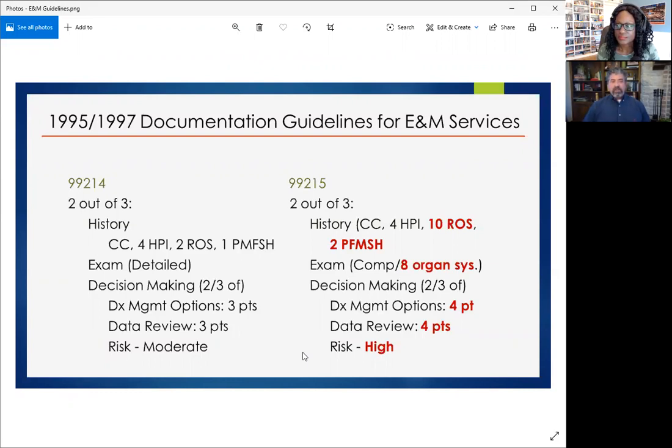And then with decision making, you have to have at least 2 out of 3 of diagnosis management options, data review, and risk. We're not going to go into great detail about these, but for example, with this kid, he has 3 stable chronic problems, which will be 3 points for diagnosis management options. On risk, he has at least 2 stable chronic problems, which means he has a moderate level of risk. So if you see somebody for follow-up and they have 3 chronic problems, you already have a moderate level of decision-making no matter what.